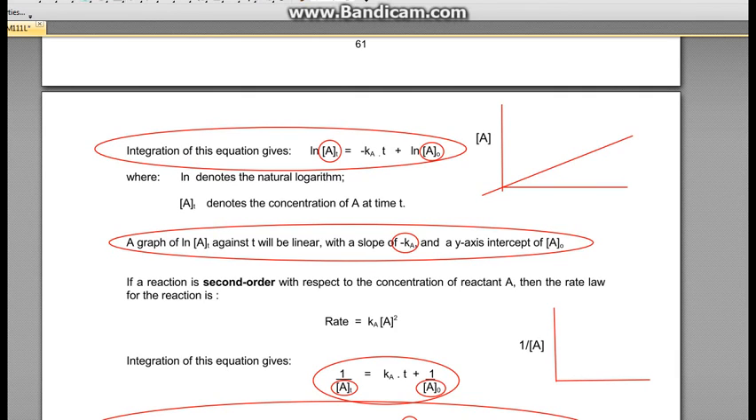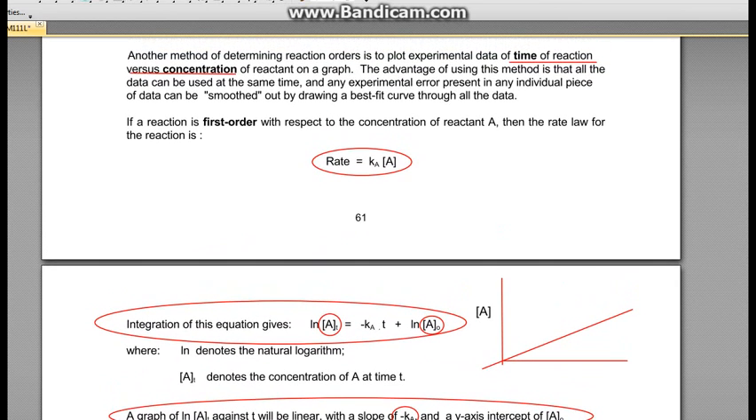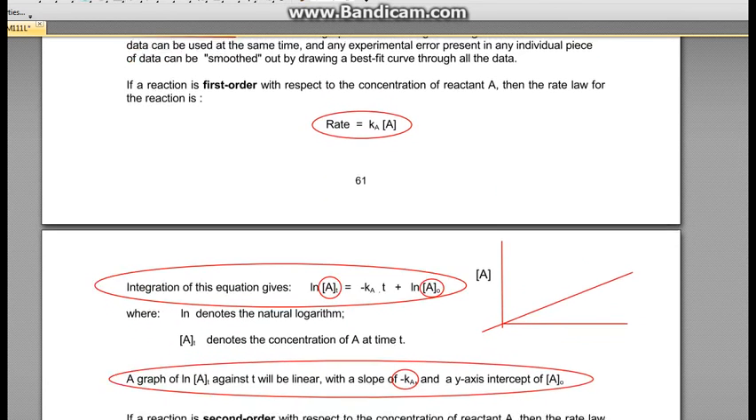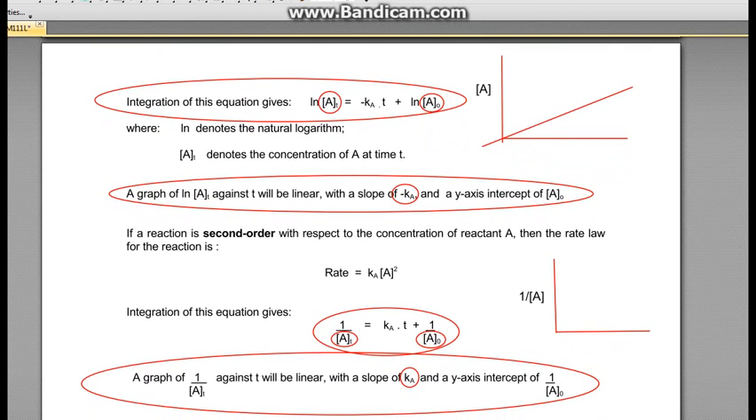what the integrated rate laws will give you. And so, for a first order reaction, and that's given right here, the first order reaction is given by the ln of the concentration of A after time t is equal to negative kt plus the ln of the initial concentration of A.